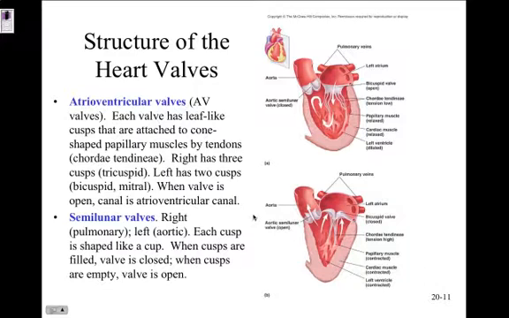Here's the right valve. It has 3 cusps, so it's called the tricuspid valve. The left valve is the bicuspid, also sometimes called the mitral valve. When the valves are open, the atrioventricular canal is open, and blood can go from the atrium into the ventricle. Once the ventricle starts to contract, that valve closes so the blood can't go back up.